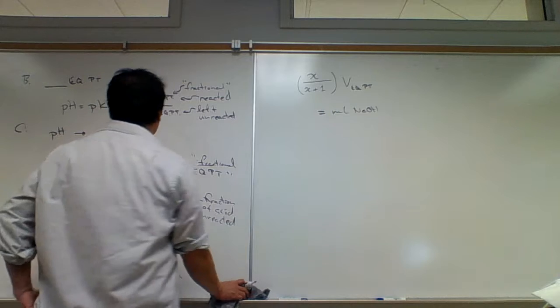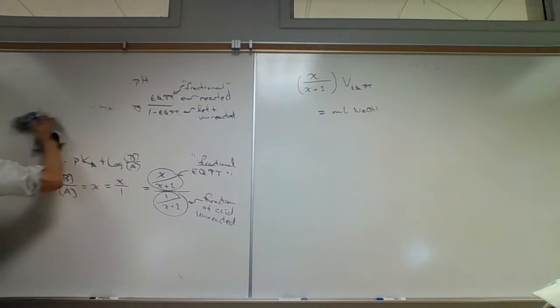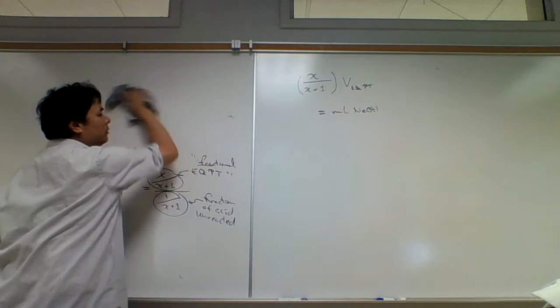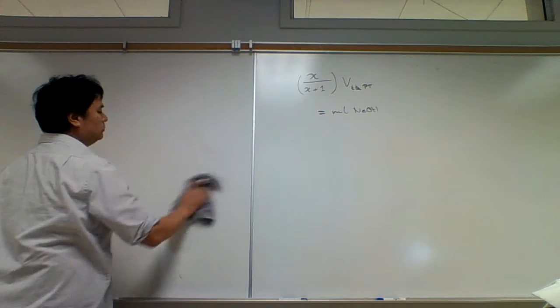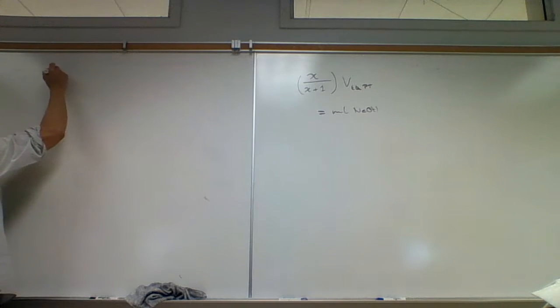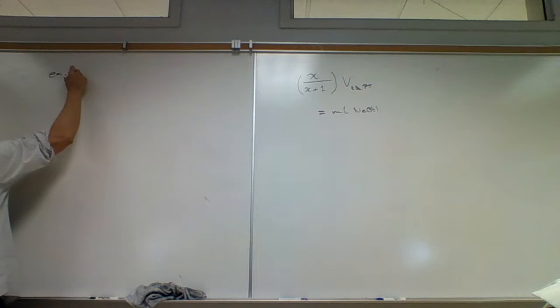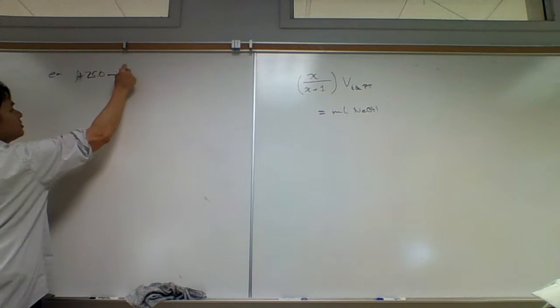Okay, we're going to do a few more calculations. The next calculation is we're going outside the buffer region now, and we're going to go to the first equivalence point, or just the equivalence point in this case. To get to the equivalence point, we have to add 25.0 milliliters of sodium hydroxide.